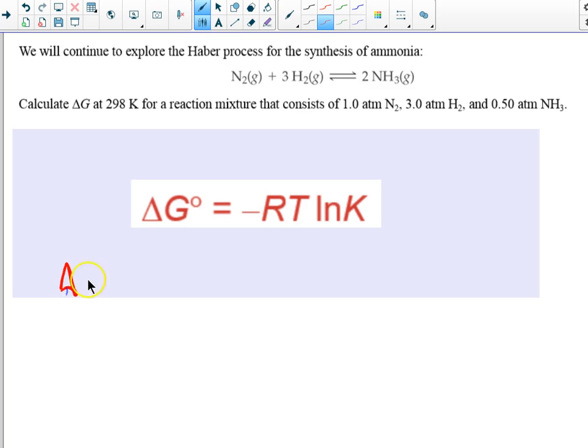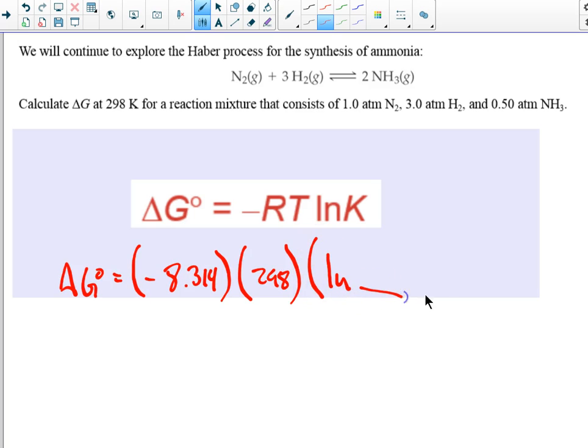Okay, here we go. Delta G naught is equal to negative R, which is 8.314, times T. The T here is 298, times the ln of K. All right, K can be solved for. This negative technically would be outside here. It doesn't matter, FYI, but whatever.